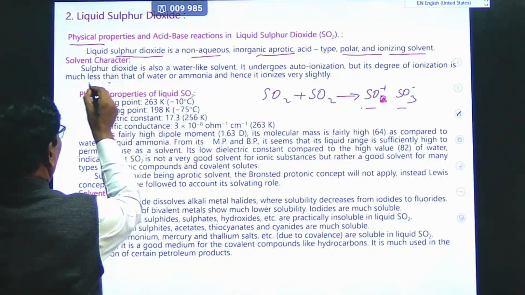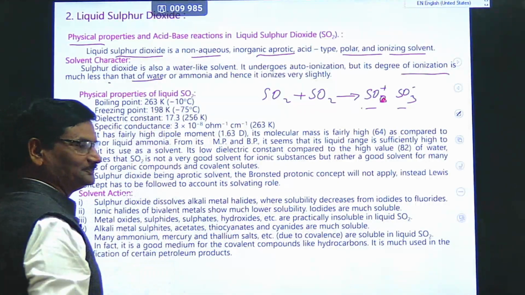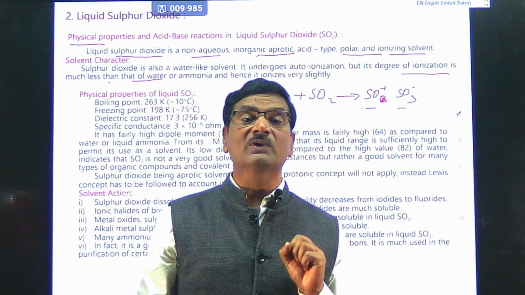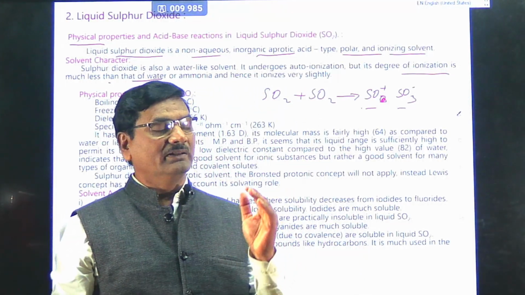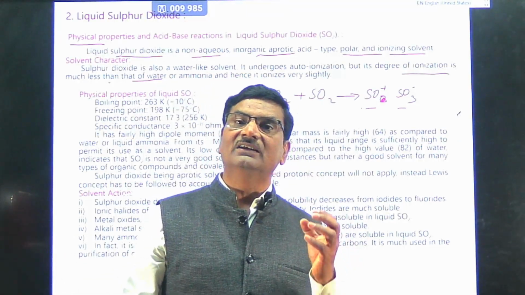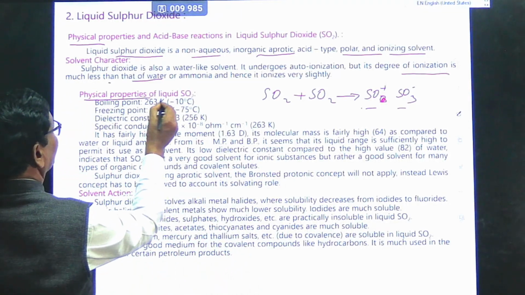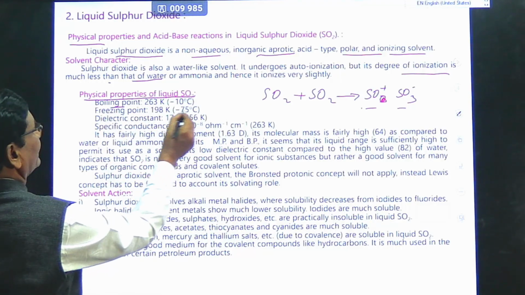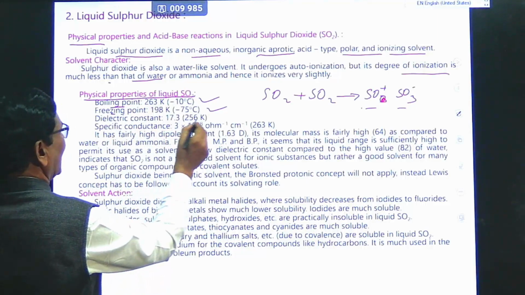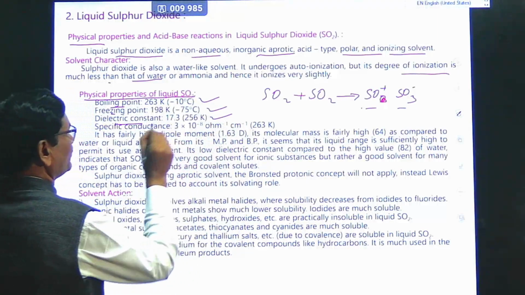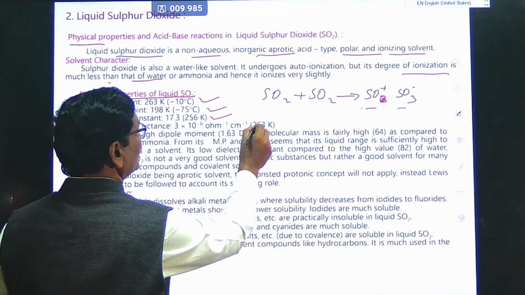The degree of ionization is much less than that of water, because water is called a universal solvent. That's why we carry out a number of reactions in water, but there is a limitation to carrying out reactions in sulfur dioxide. What is the reason? Its physical properties: boiling point is minus 10 degrees centigrade, freezing point is minus 75 degrees centigrade, dielectric constant is 17.3, and specific conductance is 3 multiplied by 10 raised to minus 8 ohm raised to minus 1 cm raised to minus 1.